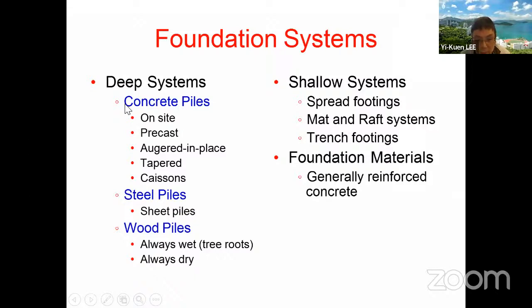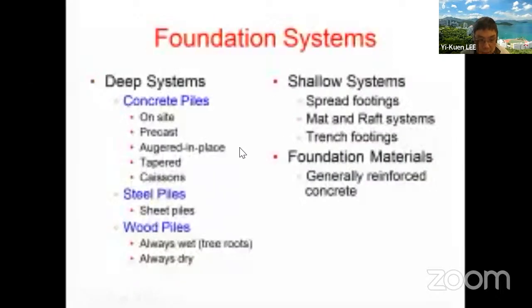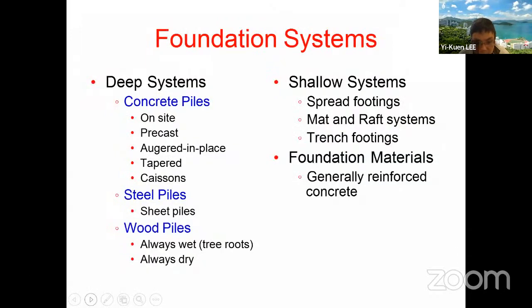Here I show you a series of this kind of system, generally classified into deep and shallow systems. The deep system can use concrete, tiles, steel, and wood, right? Even concrete is classified into different kinds of design: on-site, precast, and auger in place, taper, and casing. This just gives you an idea, though. Building engineering can be much more detailed, but at least you get some rough idea, right?